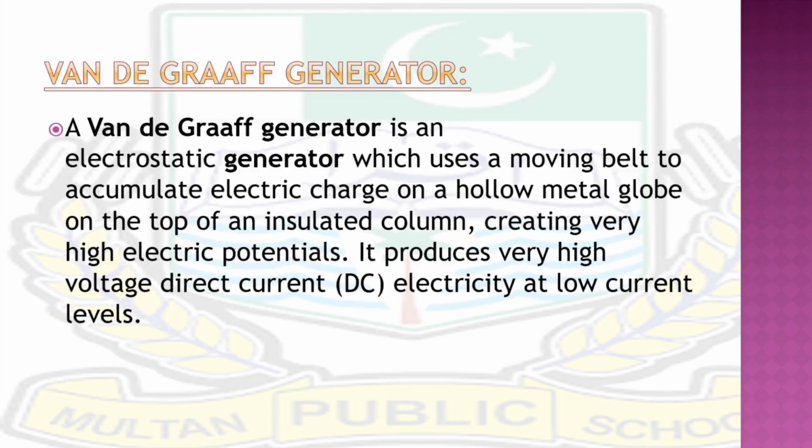Now what is a Van de Graaff generator? A Van de Graaff generator is an electrostatic generator which uses a moving belt to accumulate electric charge on a hollow metal globe on the top of an insulated column, creating very high electric potentials, and it produces very high voltage direct current electricity at low current levels.